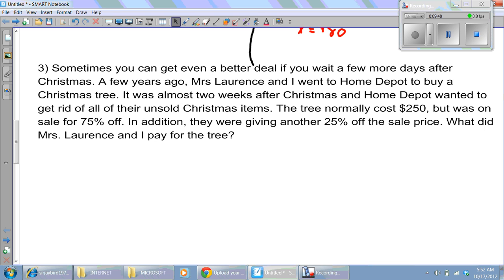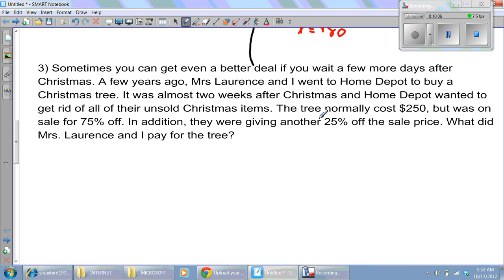Well, believe it or not, you cannot. Did I say you can't? You are not allowed. You are unable. You cannot add 25 and 75 and say, I got 100% off and got the tree for free. That would be a lie. We did not get the tree for free. Resist the urge to add the percents together.